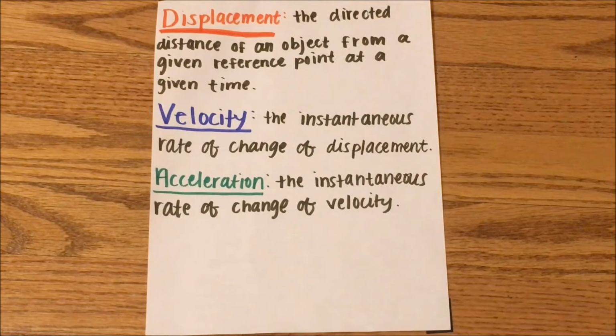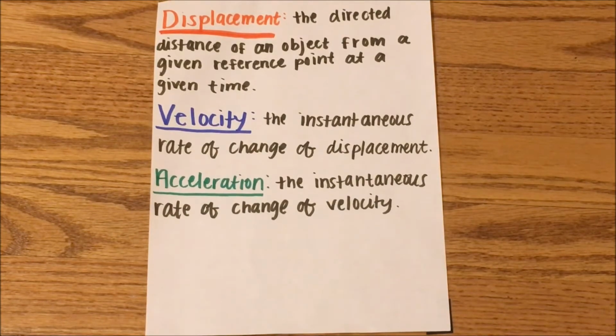These are the definitions of displacement, velocity, and acceleration. Displacement is the directed distance of an object from a given reference point at a given time. Velocity is the instantaneous rate of change of displacement, and acceleration is the instantaneous rate of change of velocity. Displacement and velocity are unique because, unlike distance and speed, they have direction.